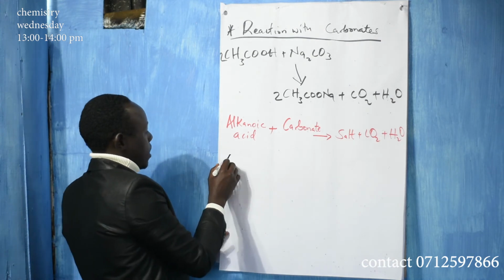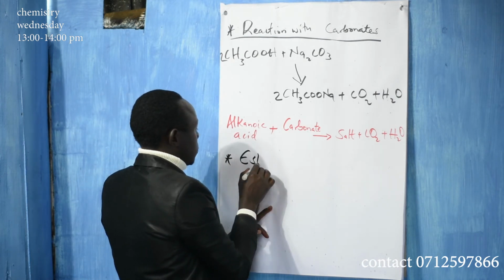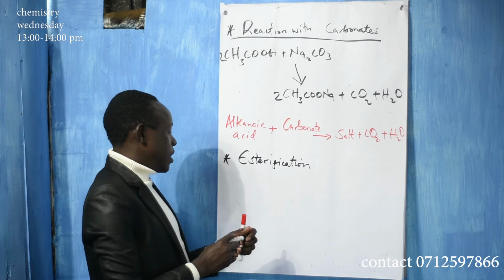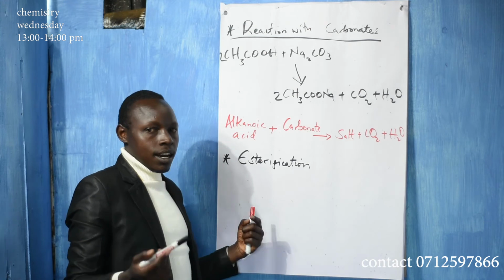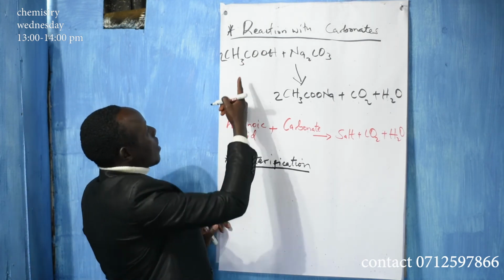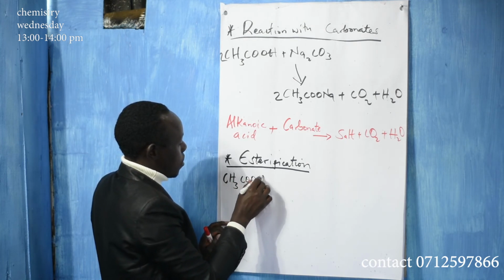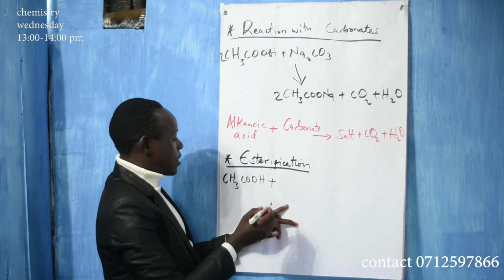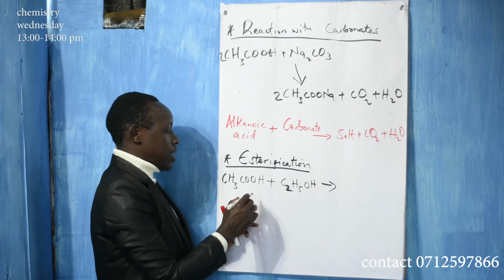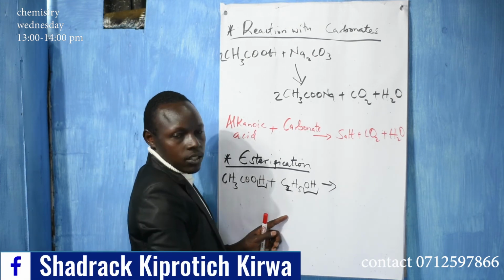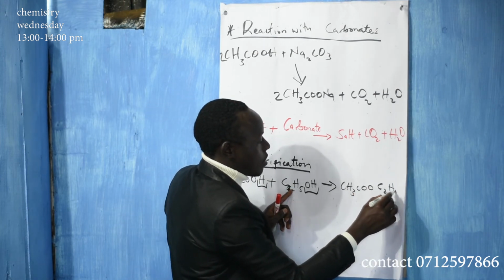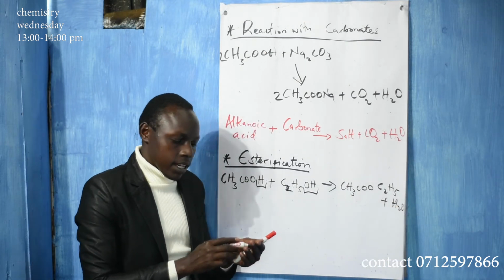Maybe last but not least, and this is what we have done more than once, is esterification. Esterification, you remember we said, is a reaction of an alkanoic acid and an alkanol to form an ester. This is what we did in our last lesson. So just for the purposes of this discussion, you have, for example, CH3COOH, ethanoic acid, reacting with ethanol C2H5OH. Now we said this hydrogen takes the OH so that you have water, and then you have CH3COOC2H5 plus water.